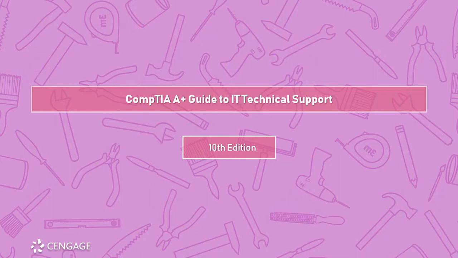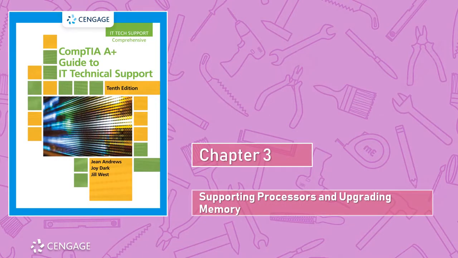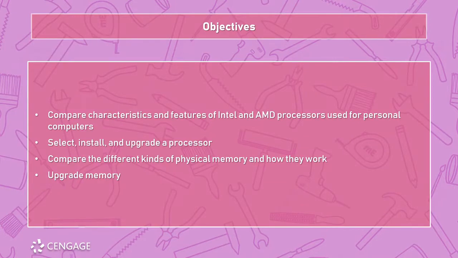Today we're going to be talking about Chapter 3, Supporting Processors and Upgrading Memory. So two of the more critical components that come about when dealing with building a new machine. We're going to talk about the characteristics and features of both Intel and AMD processors, as they are the two big bads, if you will, used for personal computers. We're going to talk about how to select, install, and upgrade a processor, and compare the different types of physical memory and how they work.